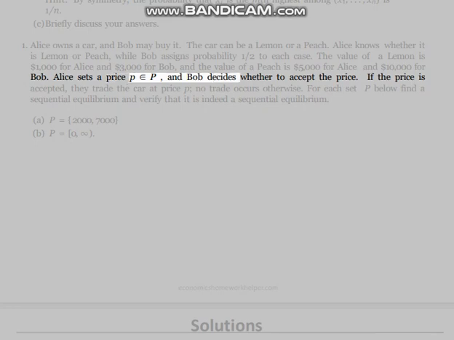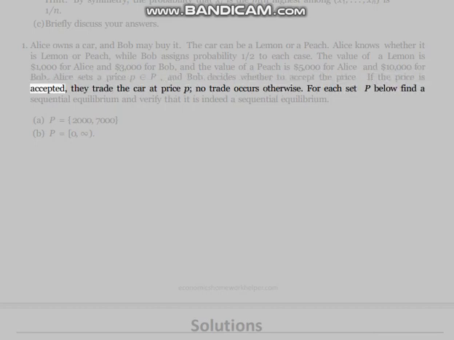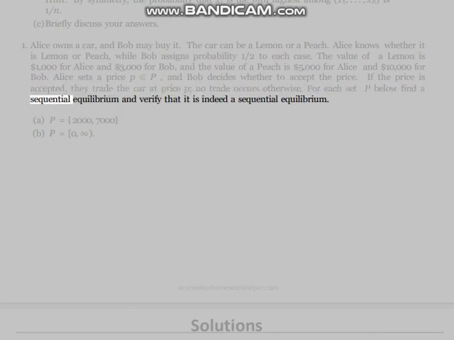Alice sets a price P, an element of the set P, and Bob decides whether to accept the price. If the price is accepted, they trade the car at price P. No trade occurs otherwise. For each set P below, find a sequential equilibrium and verify that it is indeed a sequential equilibrium. A. P equals {2,000, 7,000}. B. P equals [0, infinity).